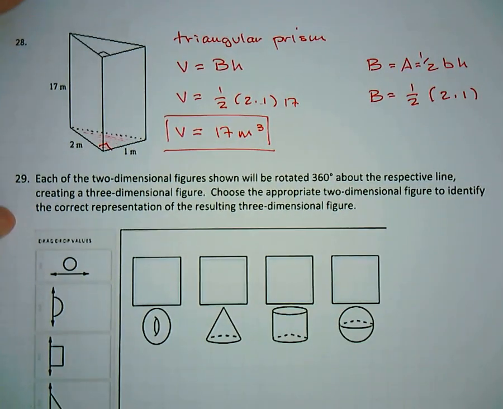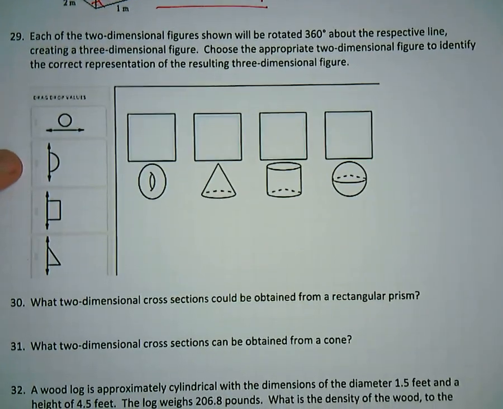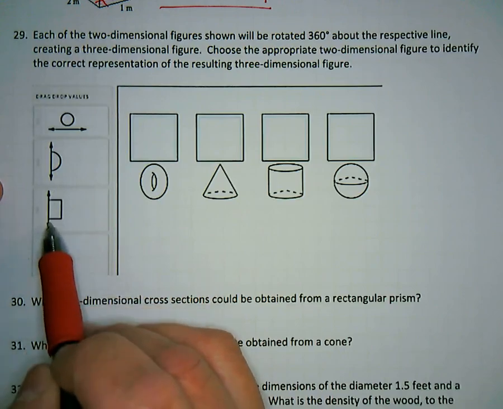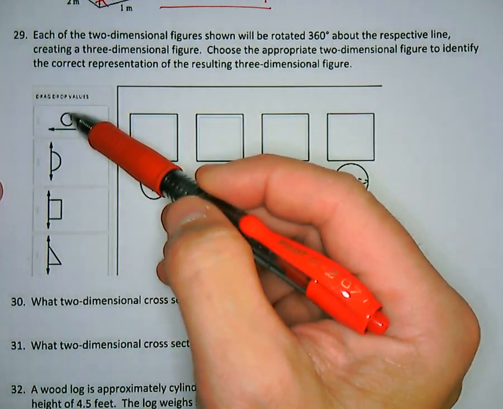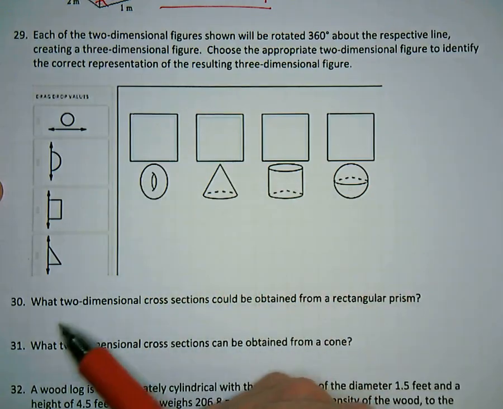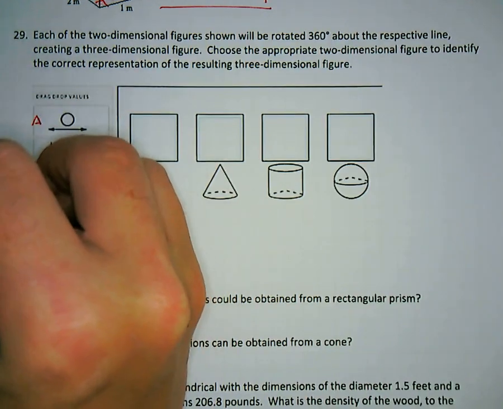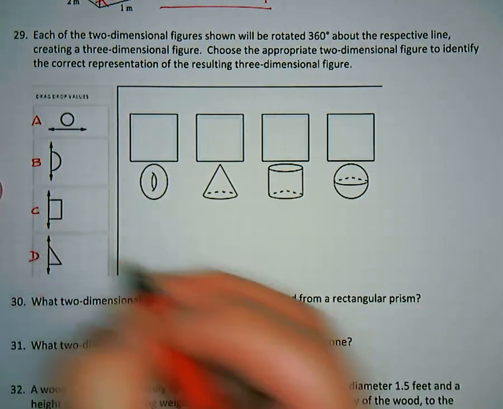Let's take a look at our next one. Continuing on with three-dimensional shapes, it says each of the two-dimensional figures shown will be rotated 360 degrees around a respective line, creating a three-dimensional figure. Choose the appropriate two-dimensional figure to identify the correct representation of the resulting three-dimensional figure. So we're imagining that we're going to revolve these different shapes around these lines to end up with these three-dimensional shapes and match them up. Let's call these A, B, C, and D.